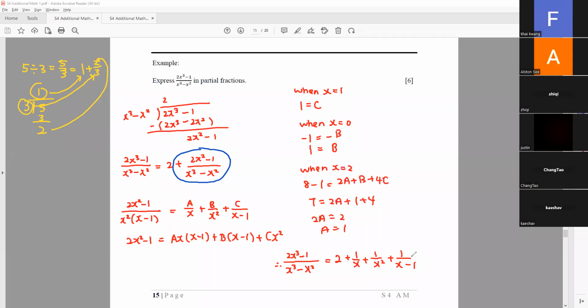Any questions so far? Why is that a over x for the partial fraction, that part? Because it is x squared, what? Repeated. You use the second one.